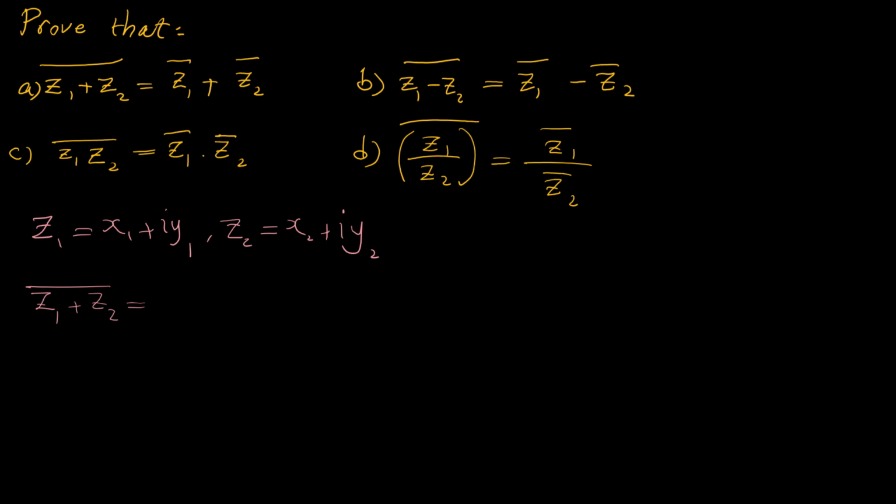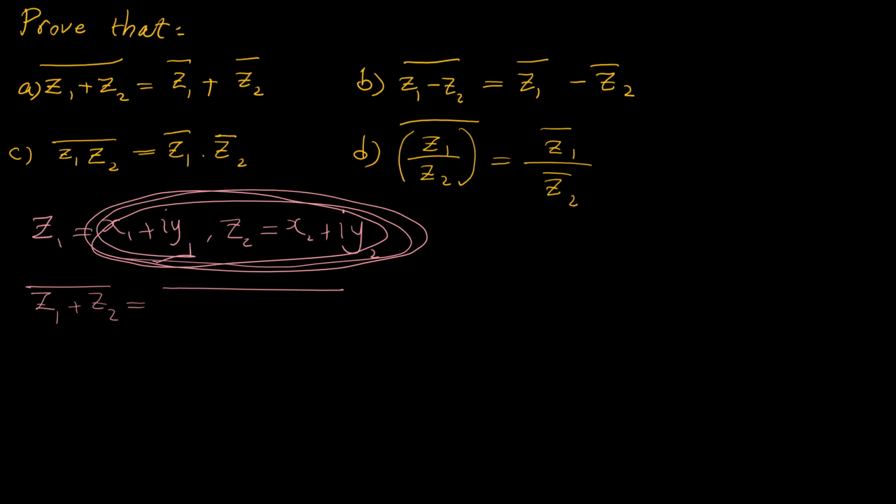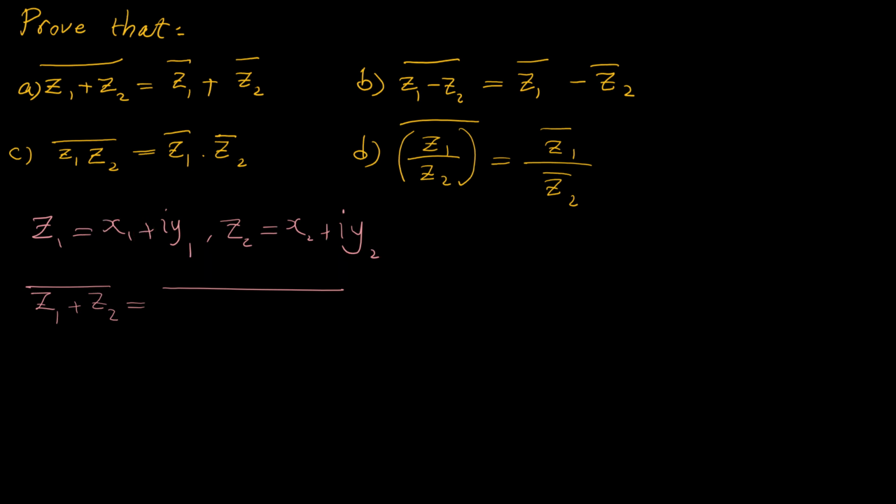Here, we have to add z1 and z2 to each other, then we have to calculate its conjugate. What is the sum of these two complex numbers? We know that to add two complex numbers, we add real to the real part and imaginary to the imaginary part. So, the sum of these two complex numbers is x1 plus x2, which if you want, you can put a bracket for that, plus i times y1 plus y2. This is the sum of z1 and z2.